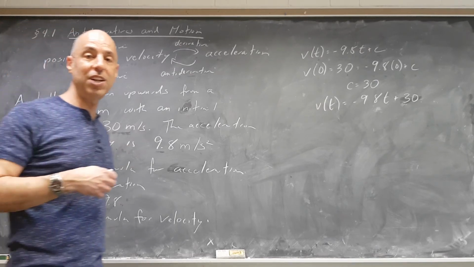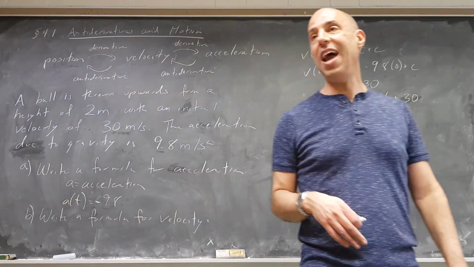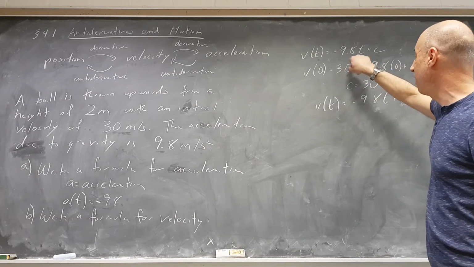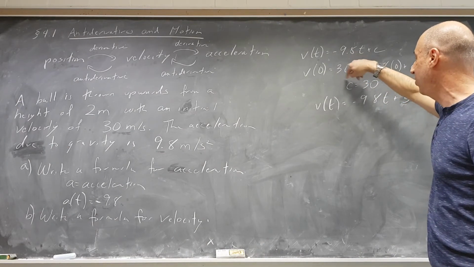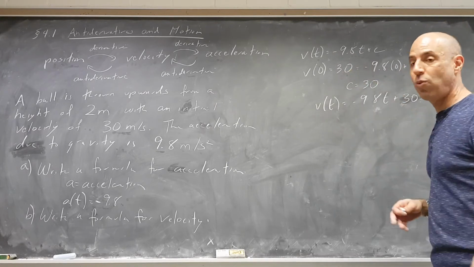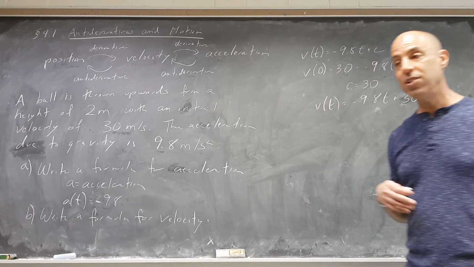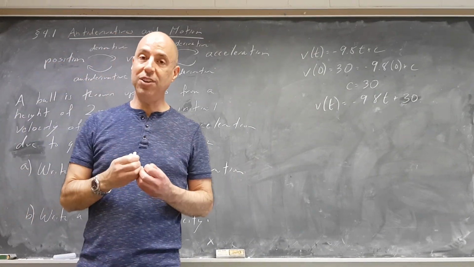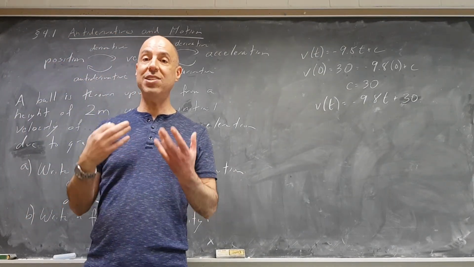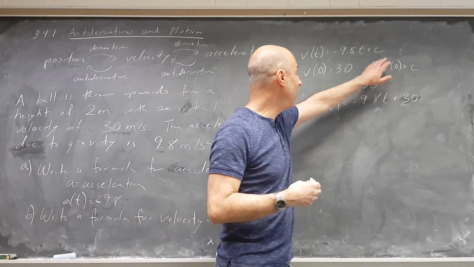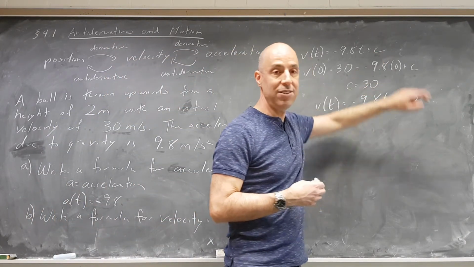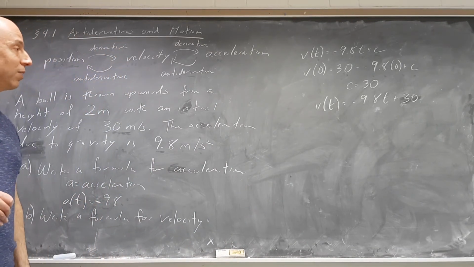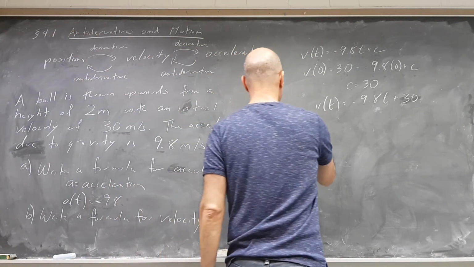I could have just as easily told you how fast the ball was going after 3 seconds, and you could have plugged in 3 here, and you know, if I gave you the velocity after 3, you could plug it in here, and you could have worked out c the same way. So when you go from acceleration back to velocity, you need to know how fast you were going at some time to be able to figure out what your constant is. And this is why the constants appear when you're doing antiderivatives. So let's do one more.